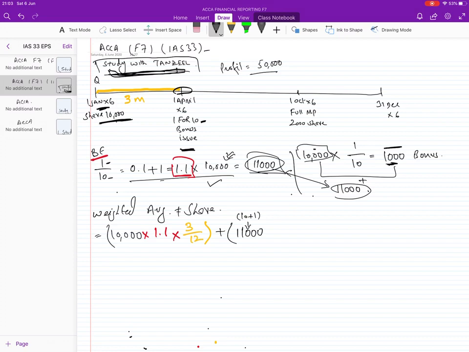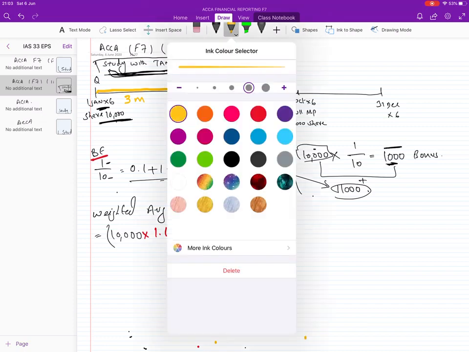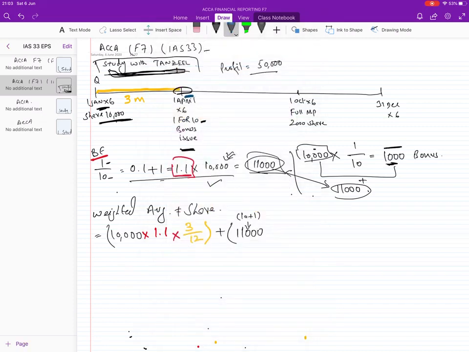Okay, how many months is it outstanding? These were outstanding from April till October: April, May, June, July, August, September. It means 6 months. Take effect for 6 months. So do we need to add the bonus fraction?